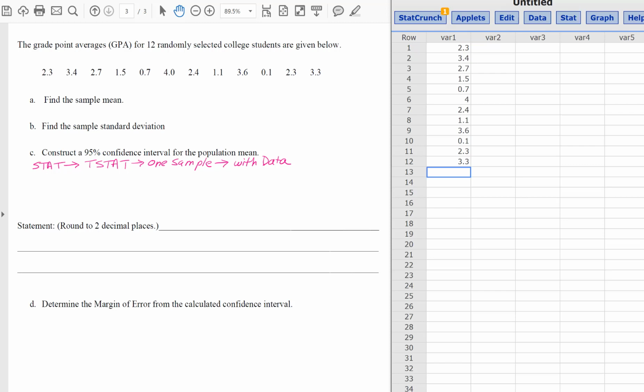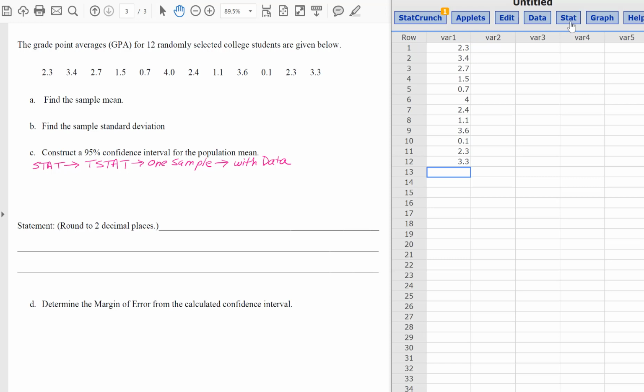The grade point averages, or GPA, for 12 randomly selected college students are given below. We're going to have to open StatCrunch and enter the data as 2.3, 3.4, 2.7, 1.5, 0.7, 4.0, 2.4, 1.1, 3.6, 0.1, 2.3, and 3.3.